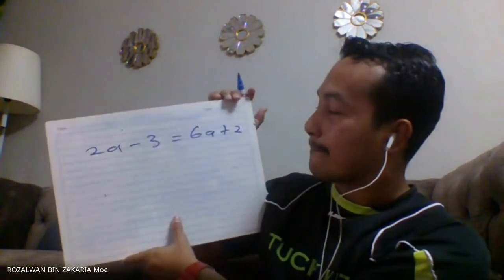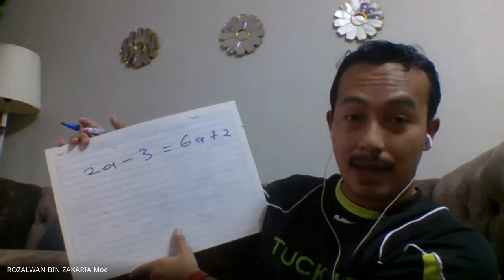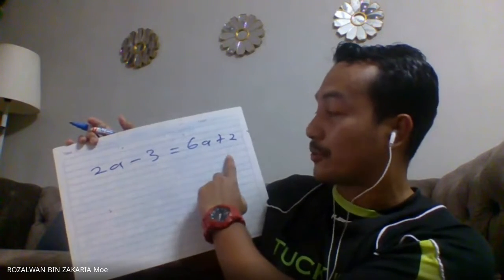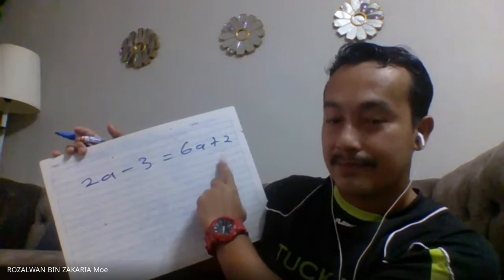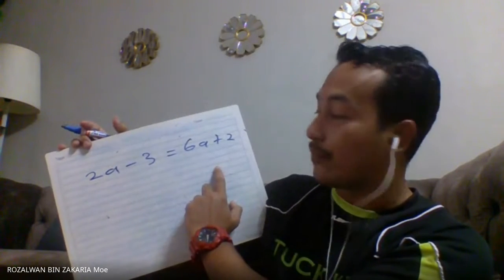Now look at this one. Let's say we have the question: 2a minus 3 equals 6a plus 2. How to solve this one? Anyone can help me? How to find a? The value for a?